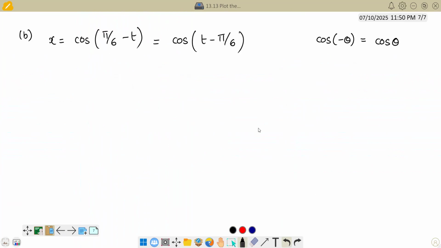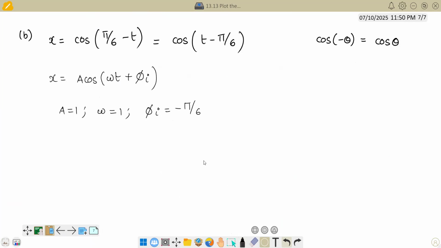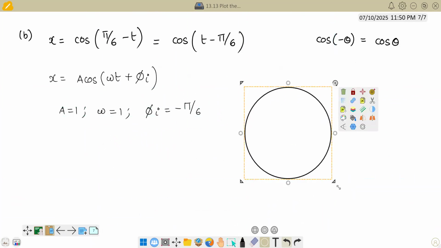Now compare this with our regular equation x equals a cos(omega t plus phi initial). Based on this, we can get a equals 1, omega equals 1. We got phi initial is minus pi/6. As I already told you, phi is always measured in the anti-clockwise direction. But if phi is minus pi/6, indirectly they are telling us to measure it in the clockwise direction. So again, let us take a circle.